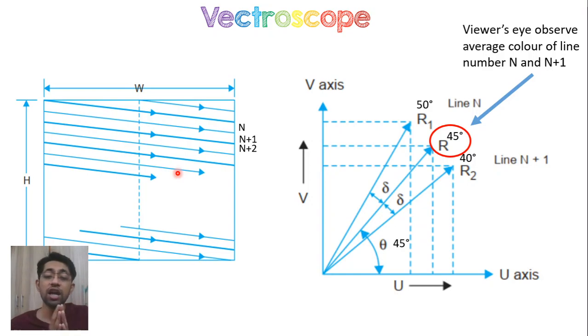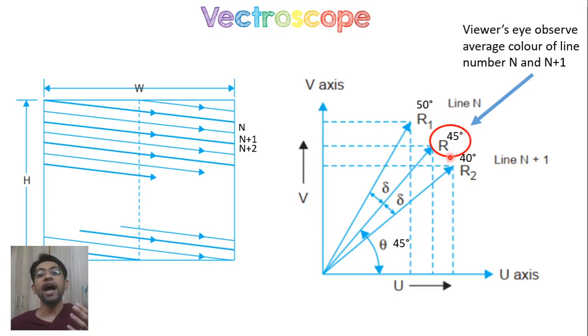So as a result our eye will integrate both of the colors. Here you can see that the viewer's eye observes the average color of line number n and n plus 1, since both are actually displaying different colors, one corresponding to 50 degrees and one corresponding to 40 degrees, but due to the limitation of the eye it will see the average value. So yes, we can see that the average of 50 and 40 is nothing but 45.